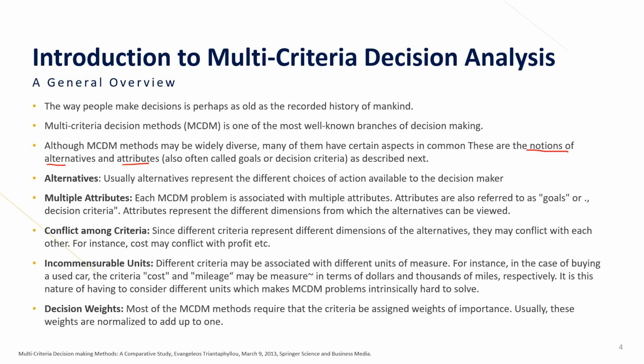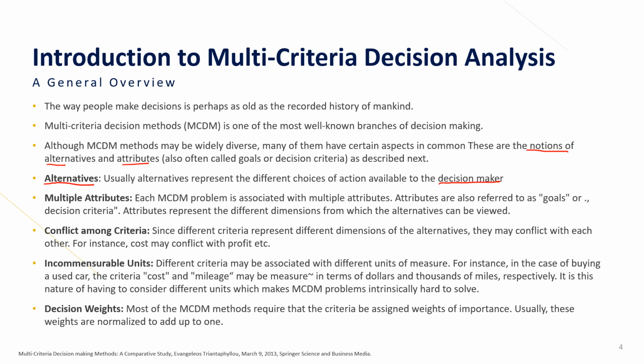First, alternatives. Alternatives usually represent different choices or different actions available for the decision maker. It's like what kind of alternative or what kind of option we have for this decision that we need to make. And those alternatives will normally have one or multiple attributes.